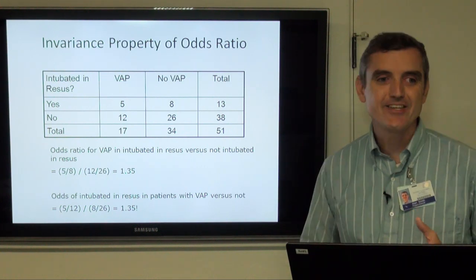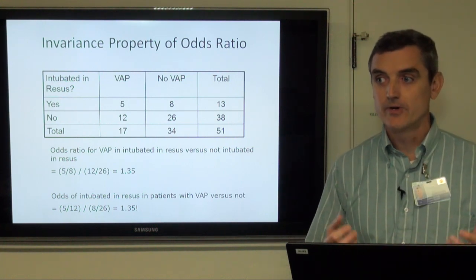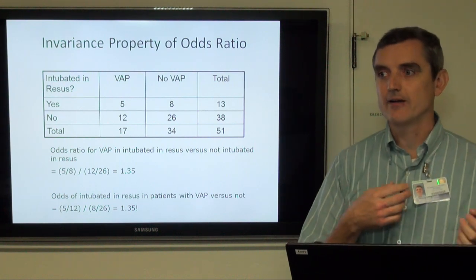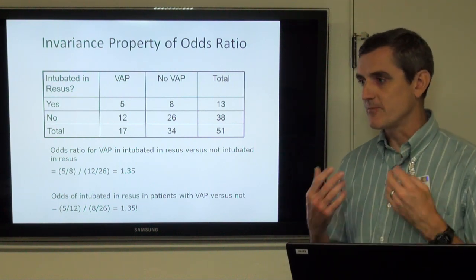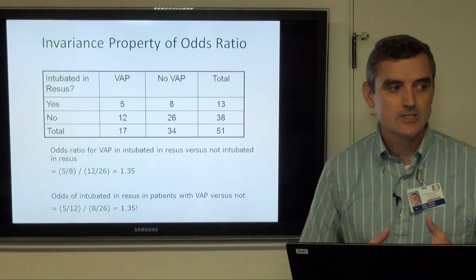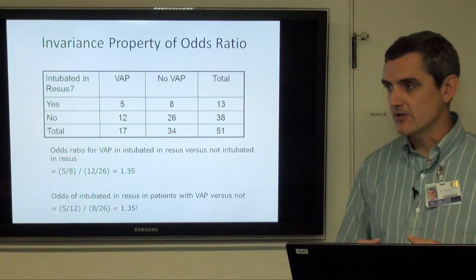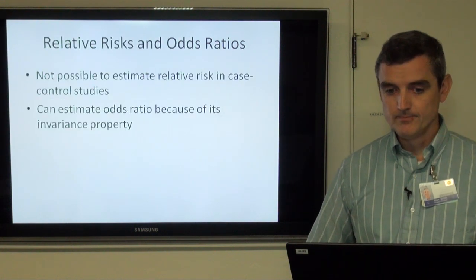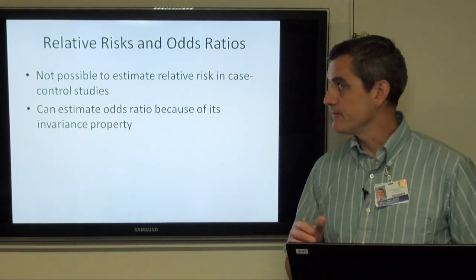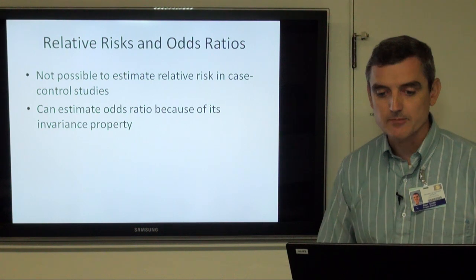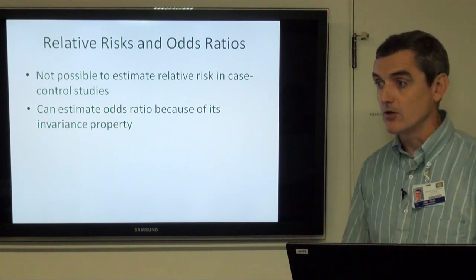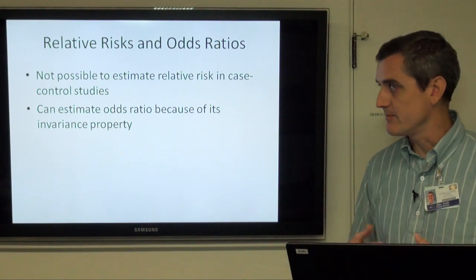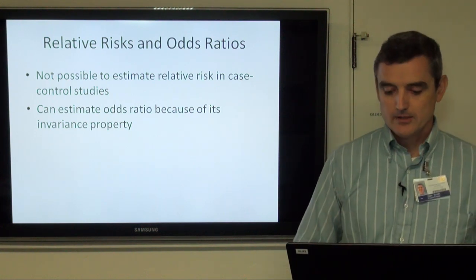And technically you can calculate an odds ratio in any type of study, but with a clinical trial or a cohort study or something that's population based, usually relative risk is easier for people to understand, and so that's why we calculate relative risk on those. So just to recap that, it's not possible to estimate a relative risk in case control studies, so we use the odds ratio because it's calculated the same way because of that invariance property.